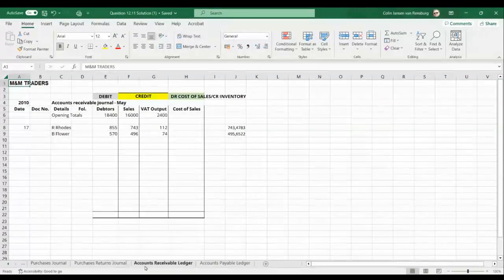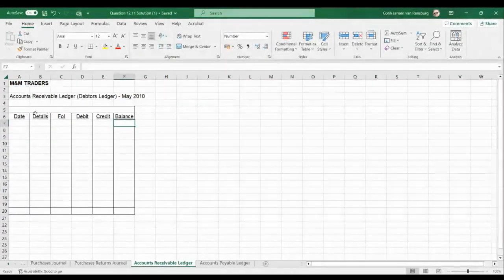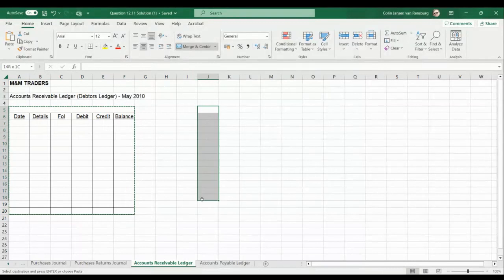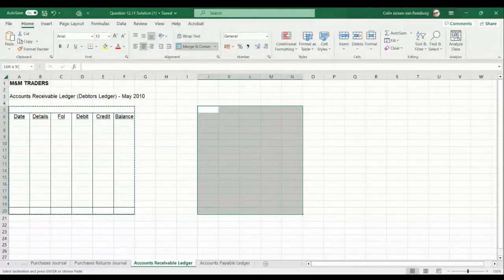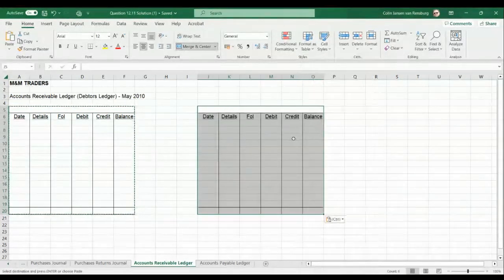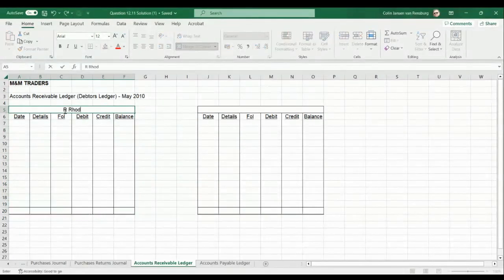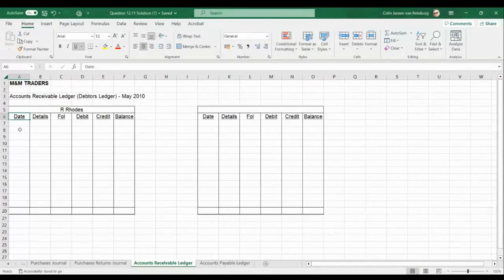So let's go to our accounts receivable ledger. R Rhodes, we might as well copy this over because we've seen we've got two of them. So we've got two debtors that we know about. So this is now R Rhodes, so let's start with that. Now we don't need to do it for both of them, but let's at least make an opening balance for this one.